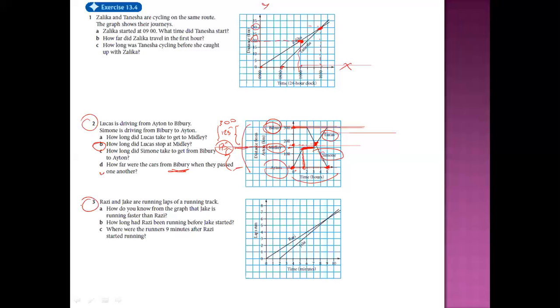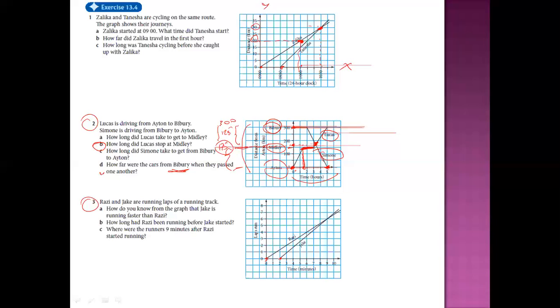Okay, and question 3: Razi and Jake are running laps of a running track. How do you know from the graph that Jake is running faster than Razi? How can we know it? Where is Jake? Jake is here. He started after Razi, so between them there are 2 minutes. Razi started from the initial point, 0, and Jake started from the second minute.